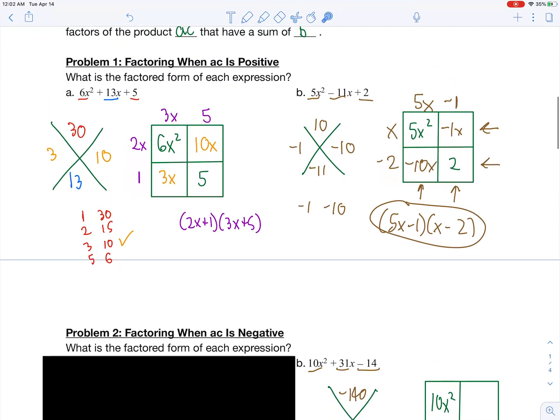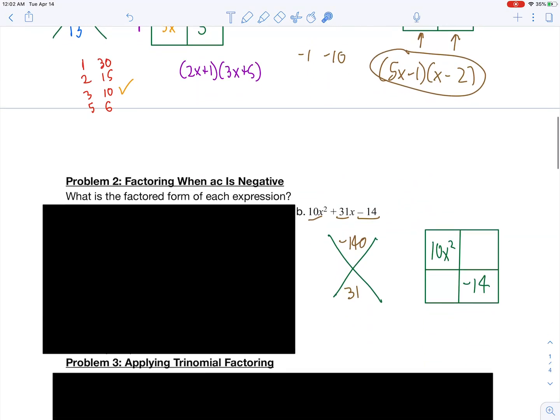Just like the box from last time, I start with a 5x squared as my first term and a 2 is my constant. I already know that 10x squared is the first term and negative 14 is my constant. What I'm trying to figure out here to fill out my x box is what's going to be the two numbers I'm going to split this into. And that's what our x is for, just like our last section.